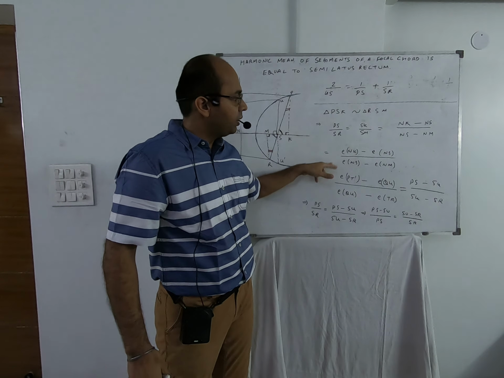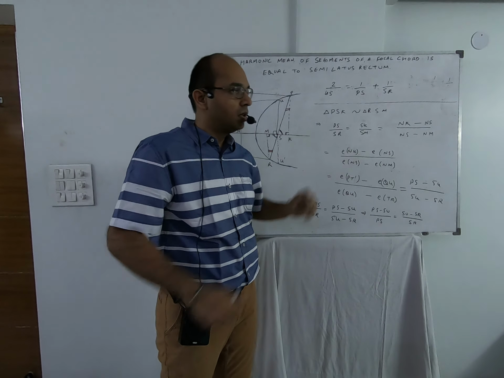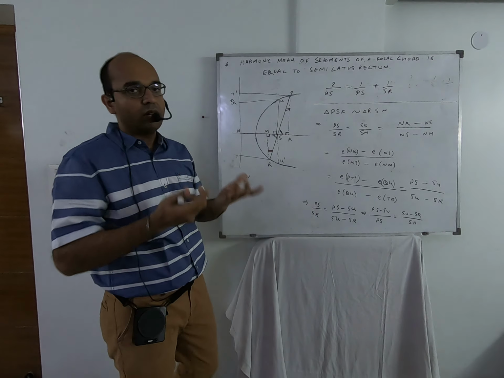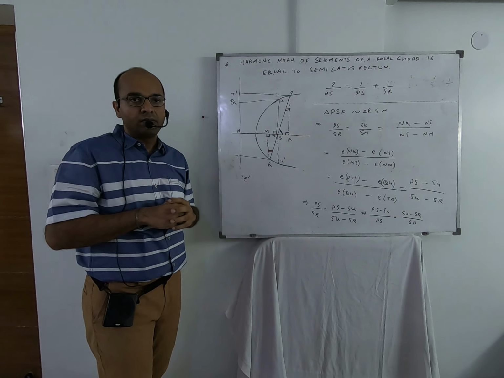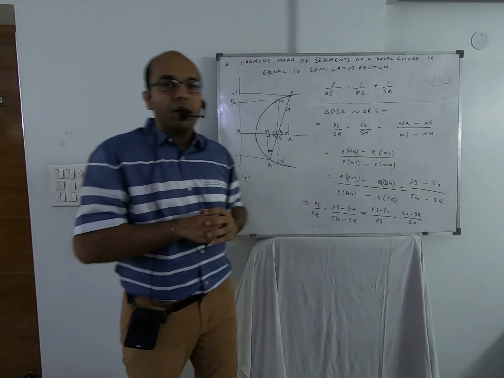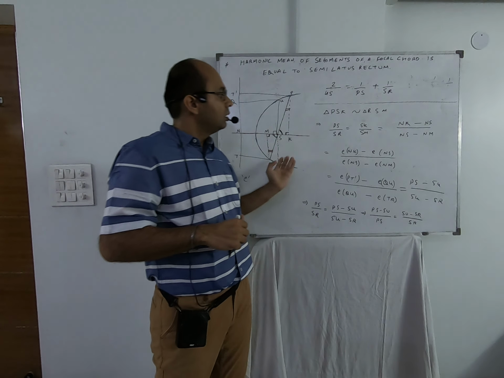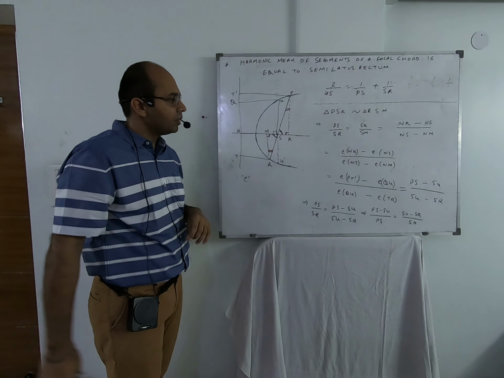Now I multiply and divide this expression by E. E is the eccentricity of this conic. It can be 1, it can be greater than 1, it can be less than 1, depending on what sort of curve it is: parabola, ellipse or hyperbola. So it is a conic with eccentricity E.